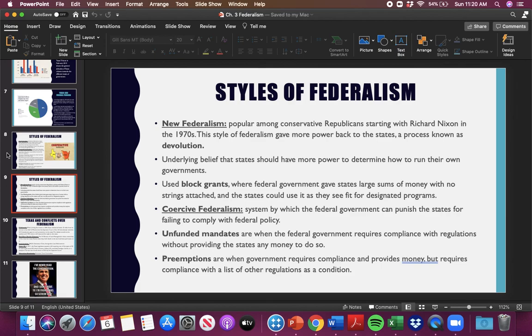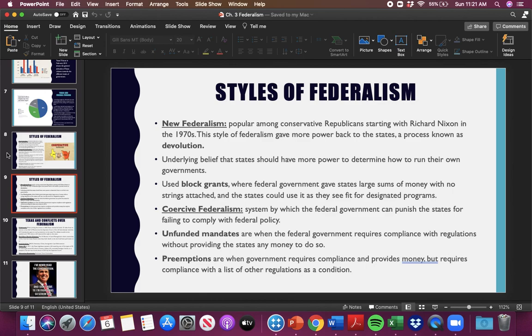One of the biggest ones was when the Americans with Disabilities Act passed. It required that all public buildings now have disability accommodations, but they did not give the states the money to make these changes, like putting in ramps or installing elevators and things like that. The states had to pay for that out of their own money, and they're never happy about unfunded mandates.